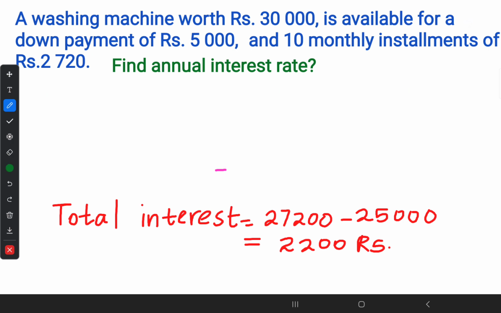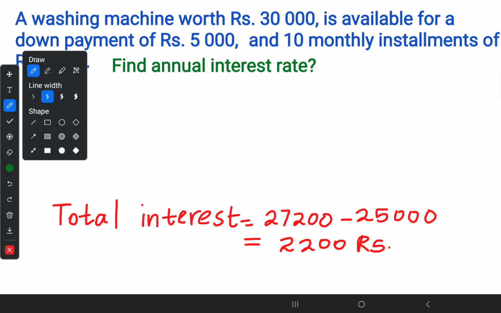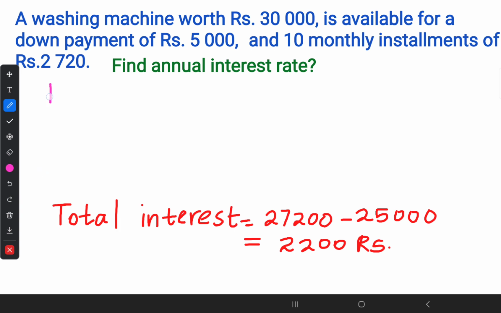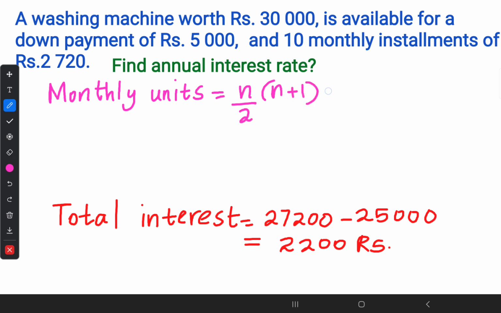Then we have to find one more important thing, the monthly units. Interest is charged not for months but for monthly units. We are clear with that from the previous classes. So here I will find the total monthly units within 10 months. How many monthly units are there? There is a formula, n by 2 times n plus 1, where n means the number of months. Since the number of months is 10, I will substitute 10 by 2 times 10 plus 1, 11. So it is 55. Inside the 10 months, there are totally 55 monthly units.